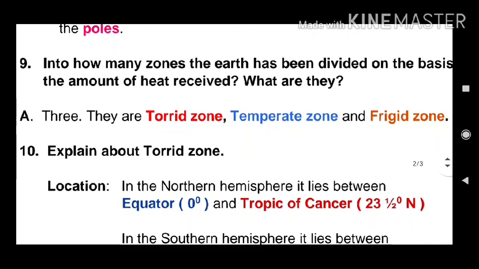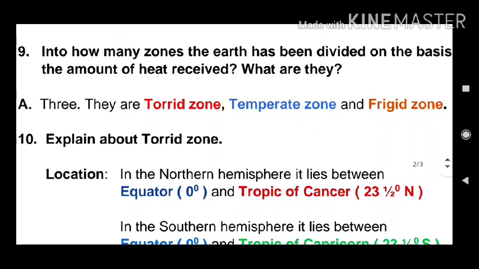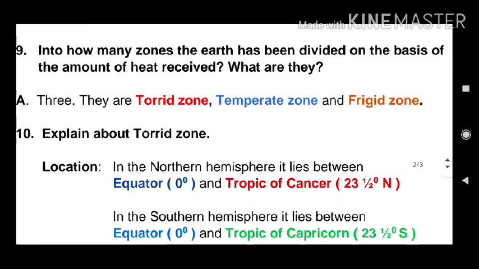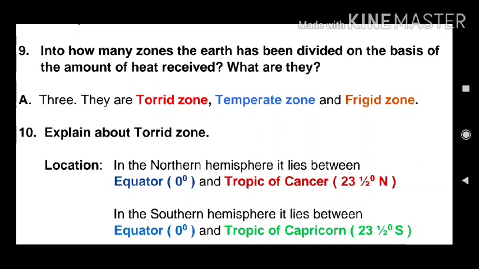Next question, into how many zones has the earth been divided on the basis of the amount of heat received, and what are they? The earth has been divided into 3 zones on the basis of the amount of heat received. They are torrid zone, temperate zone and frigid zone.